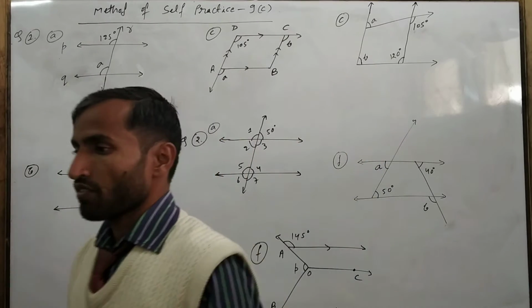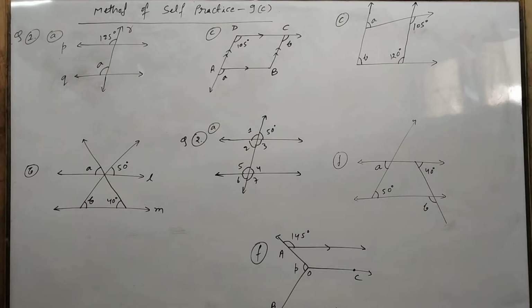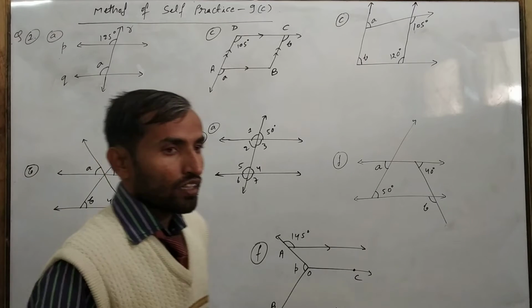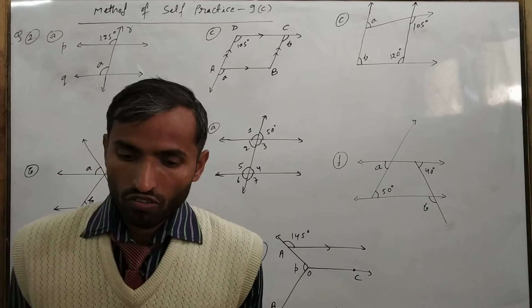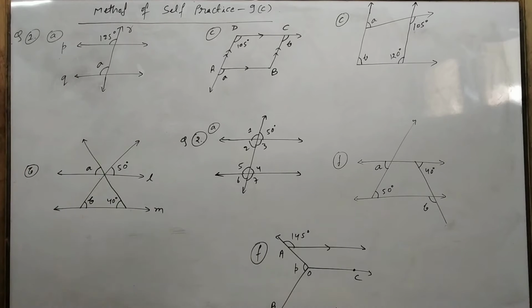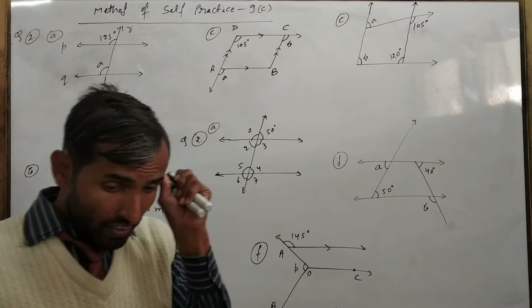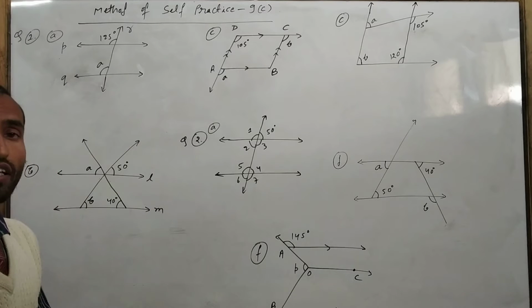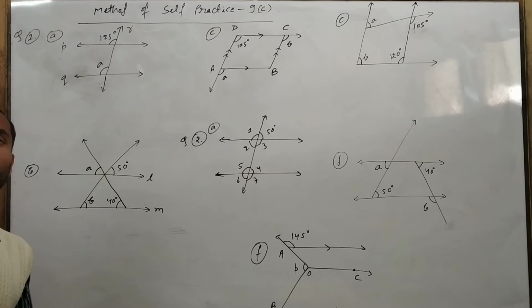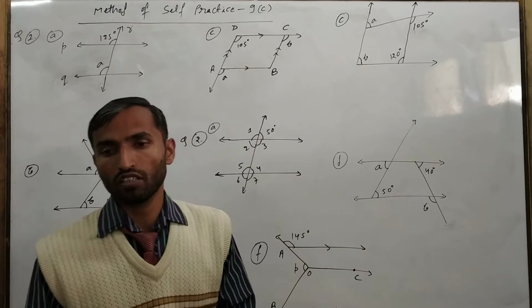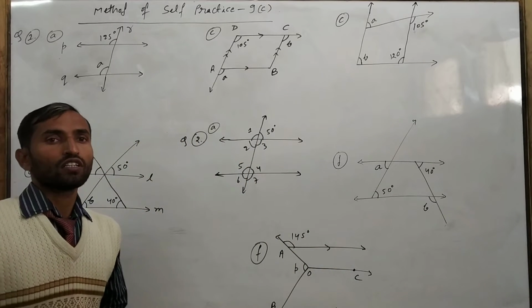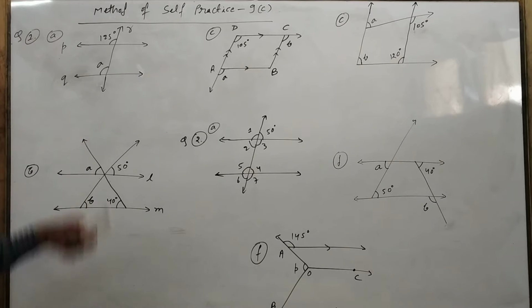In that, we have to understand alternate angles, co-interior angles, and corresponding angles. Now we have to use those angles and their properties in this exercise. I have already said if lines are parallel, then alternate or corresponding angles will be equal, and the sum of co-interior angles equals 180 degrees. So these are the properties, and we will use them in this question.